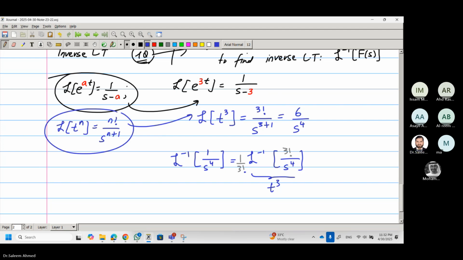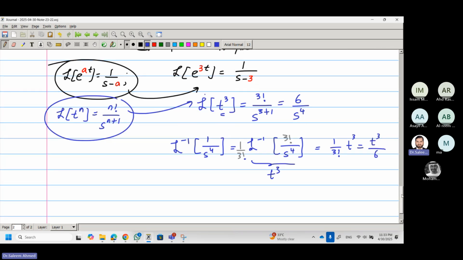Now I know that the Laplace inverse of this thing is t to the power 3. So my answer is 1 over 3 factorial times t to the power 3. So it is t to the power 3 by 6. That's my answer. All right.